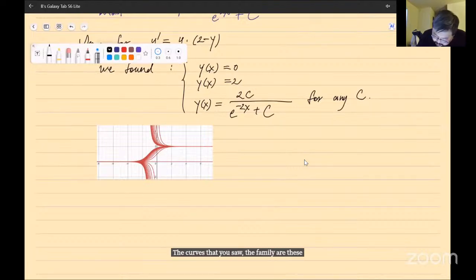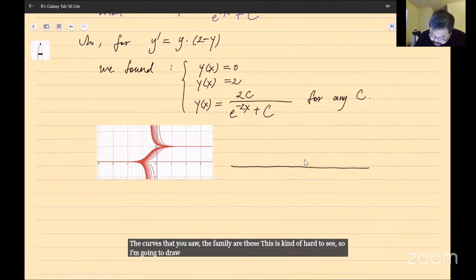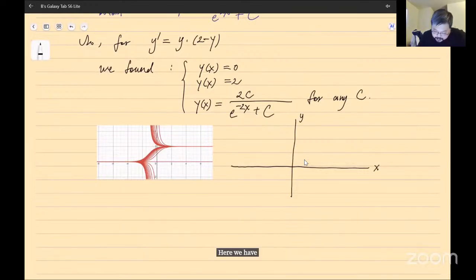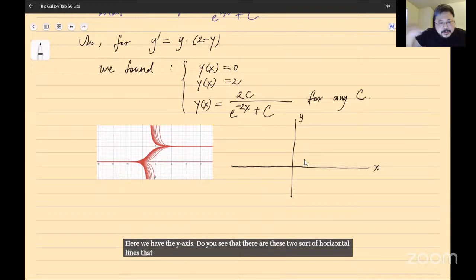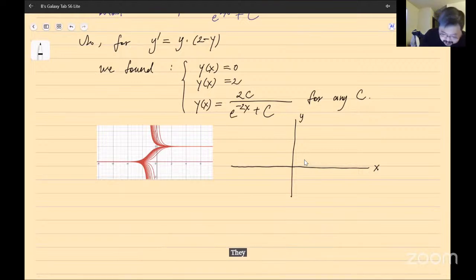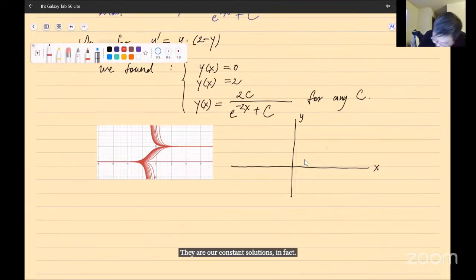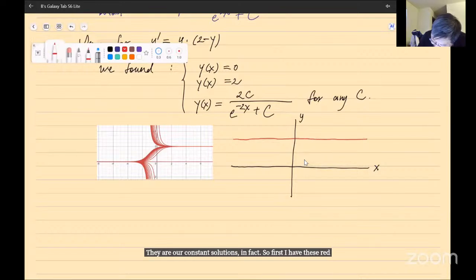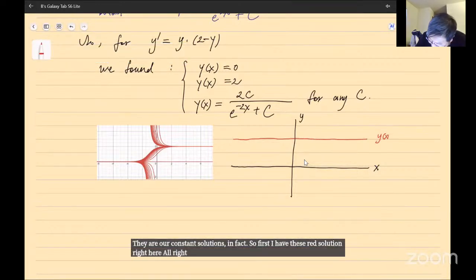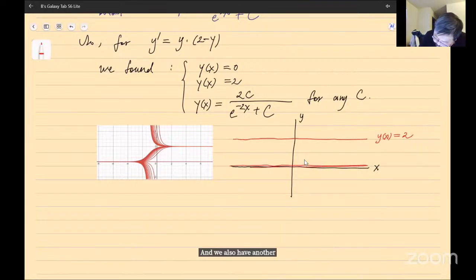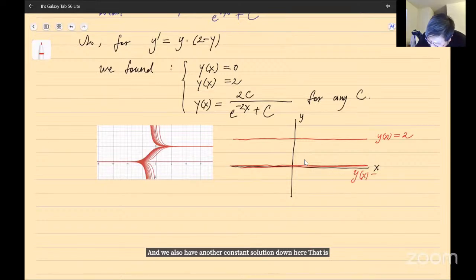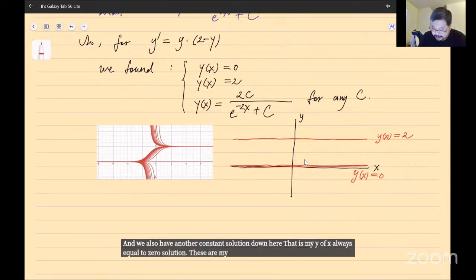This is kind of hard to see, so I'm going to draw larger, in a more symbolic way. Here we have the x-axis. Here we have the y-axis. Do you see that there are these two horizontal lines that are defining some boundary to these solutions? Yeah. They are our constant solutions, in fact. So first I have this red solution right here. This is the y of x equal to 2 solution. And we also have another constant solution down here. That is my y of x always equal to 0 solution. These are my constant solutions, actually.